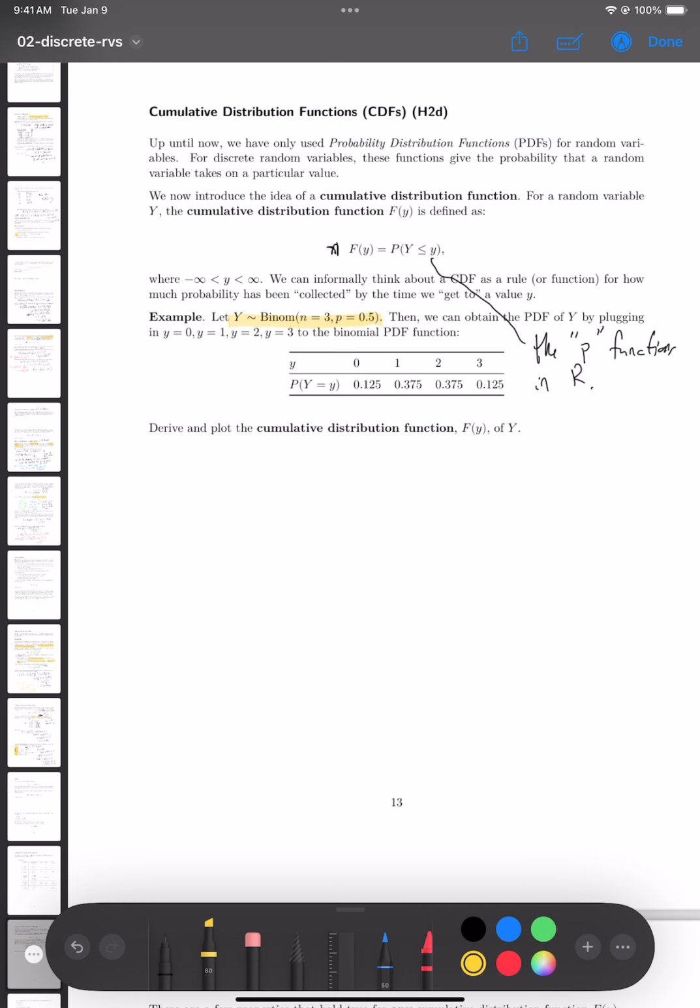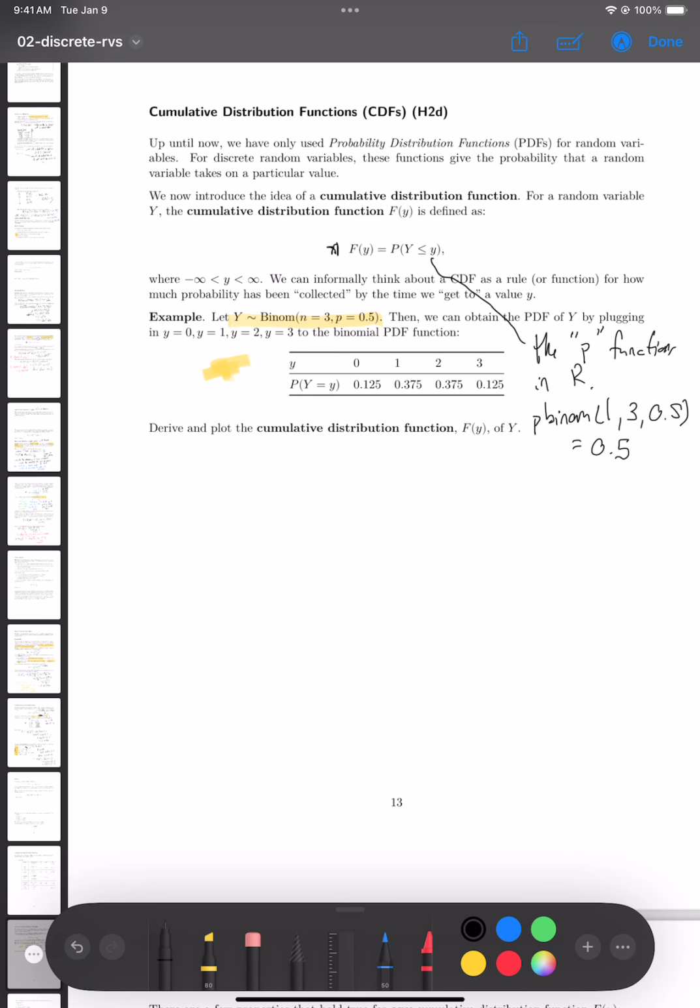We can obtain the PDF, which is given as part of the problem. And if we were, for example, to do something like pbinom(1, 3, 0.5), that will give us the probability that Y is less than or equal to 1, which in this case is 0.5.